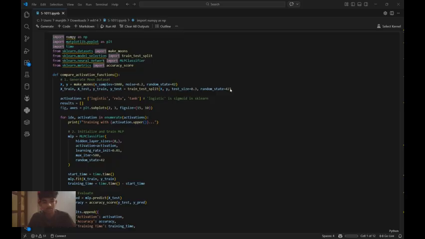Testing and decision boundaries. To visualize success, the code creates a decision boundary plot. It colors the entire background of the graph based on what the model thinks the area represents. This allows you to see exactly how the MLP sees the world and how it separates the different classes.